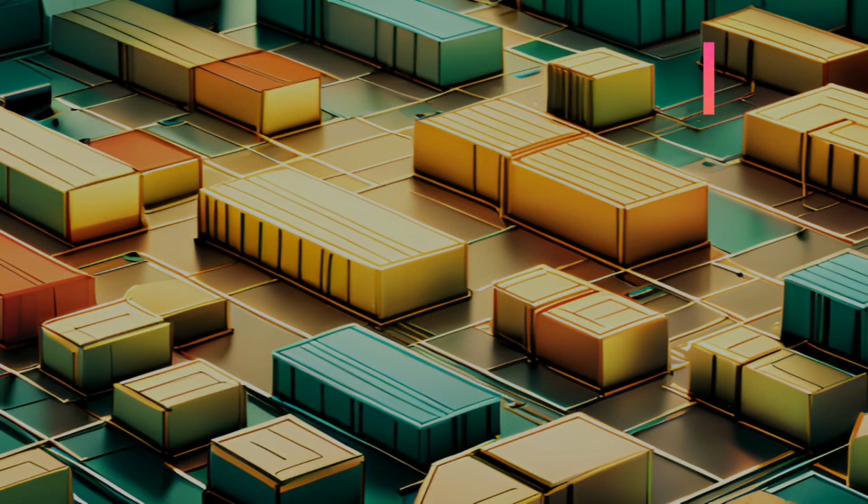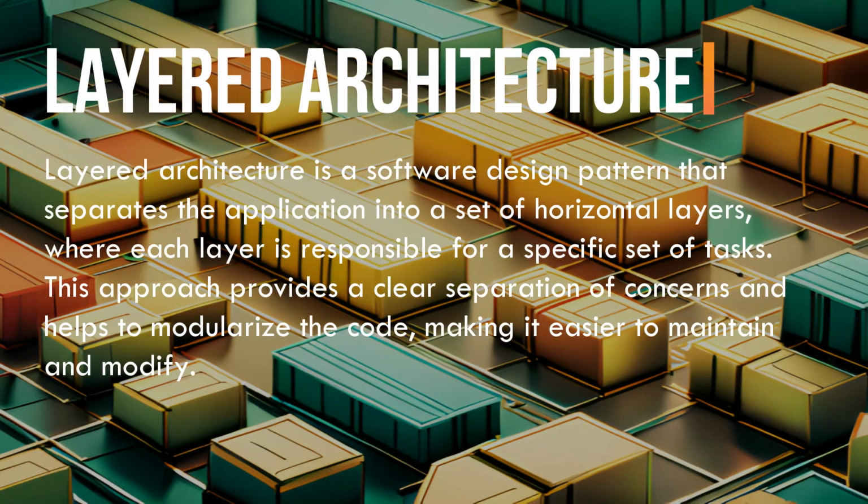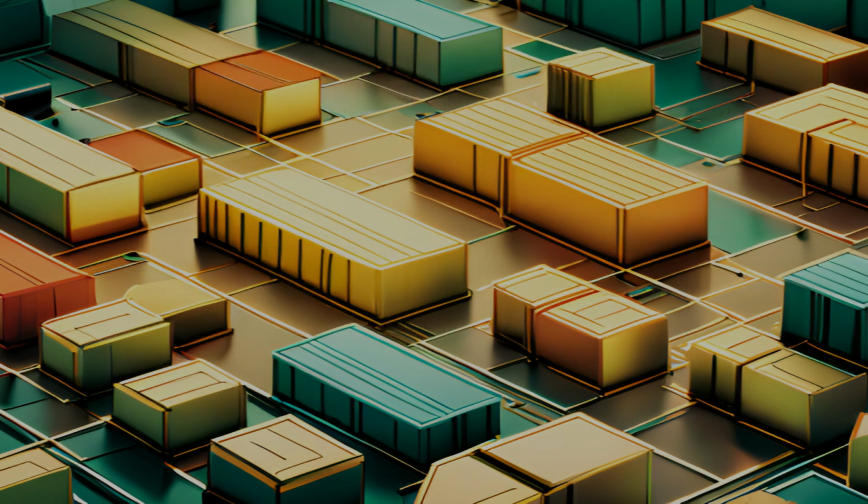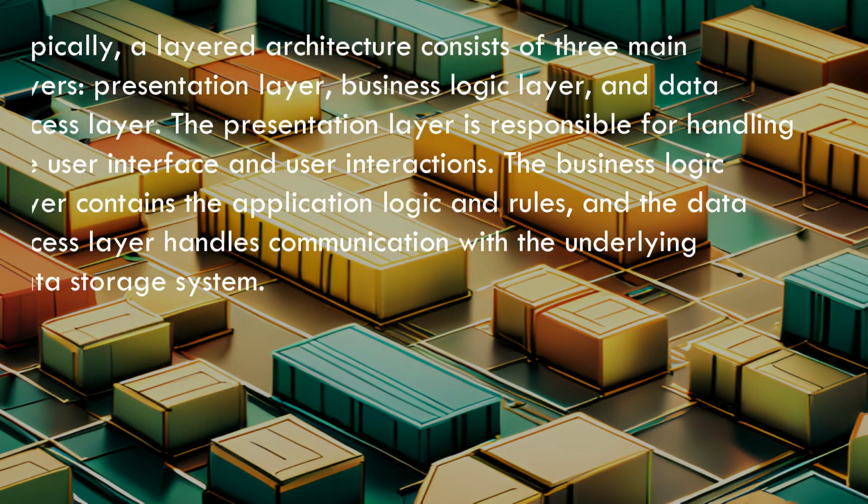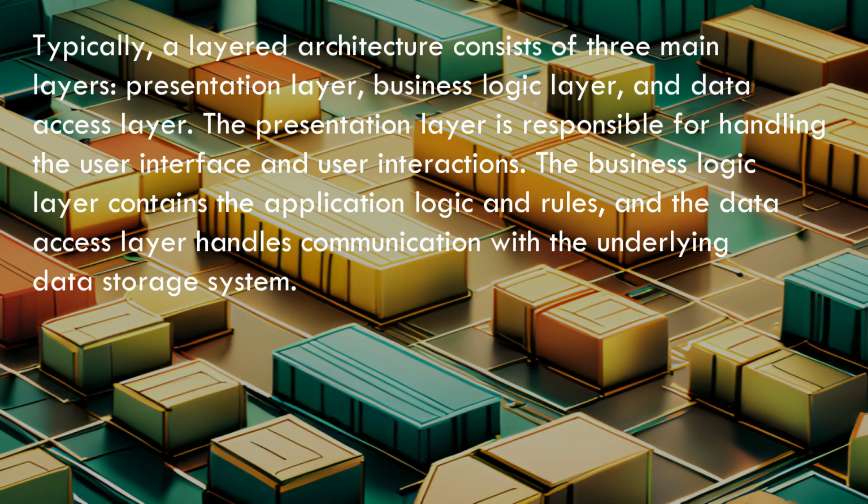Layered architecture. Layered architecture is a software design pattern that separates the application into a set of horizontal layers, where each layer is responsible for a specific set of tasks. This approach provides a clear separation of concerns and helps to modularize the code, making it easier to maintain and modify. Typically, a layered architecture consists of three main layers: presentation layer, business logic layer, and data access layer.